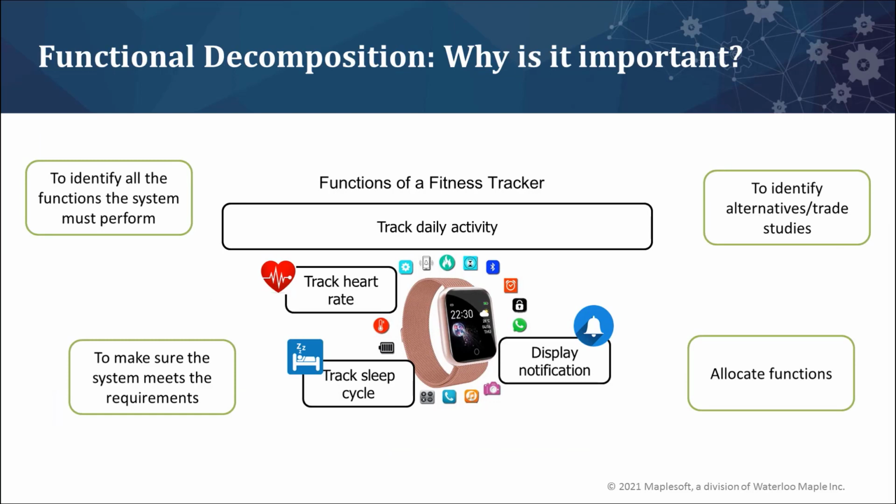So why is functional decomposition important? It helps us to identify the functions that a system must perform. It helps us to identify the basic functions. We can link our functions to the system requirements to make sure that the system meets the requirements that have been defined. We identify the components to which the function is allocated, it could be either hardware or software and so on. And this also helps us to create different alternatives of our architecture, and also to perform trade studies and so on.